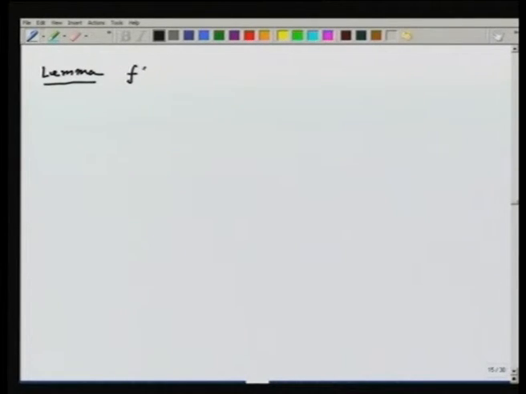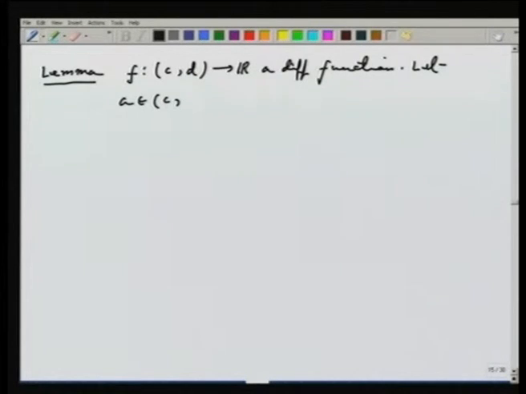Suppose f from c to d to R is a differentiable function, and let a belong to (c, d). And also suppose that f double prime a exists. So, we are saying that f is a differentiable function in (c, d), a is a point in (c, d), and the double derivative of f at a exists. Then the following is true.